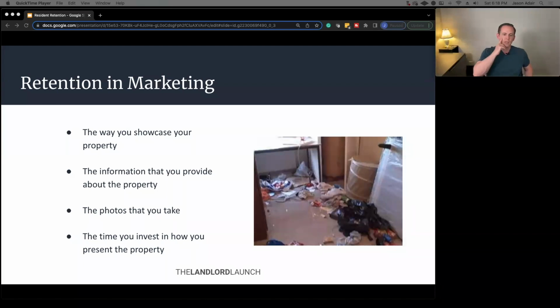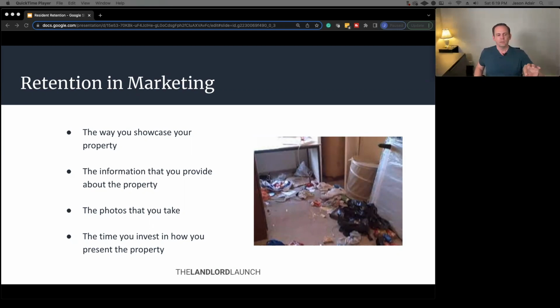Let's say that, let's just get extreme here. Let's just say this is a picture that's on your marketing saying, hey, look, we're cleaning this up, but this is what this room looks like. You think anybody's going to come look at that? And if they do look at that, do you think they're going to have your respect? Do you think that you're going to have a good tenant? No, that's not going to be the case.